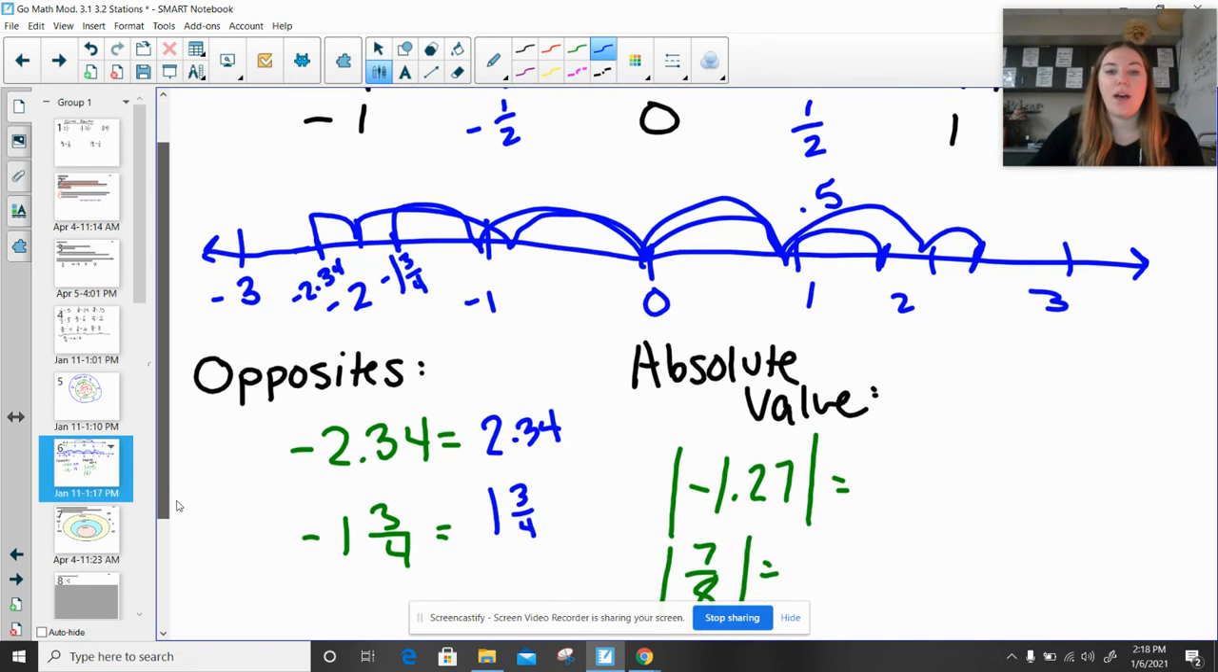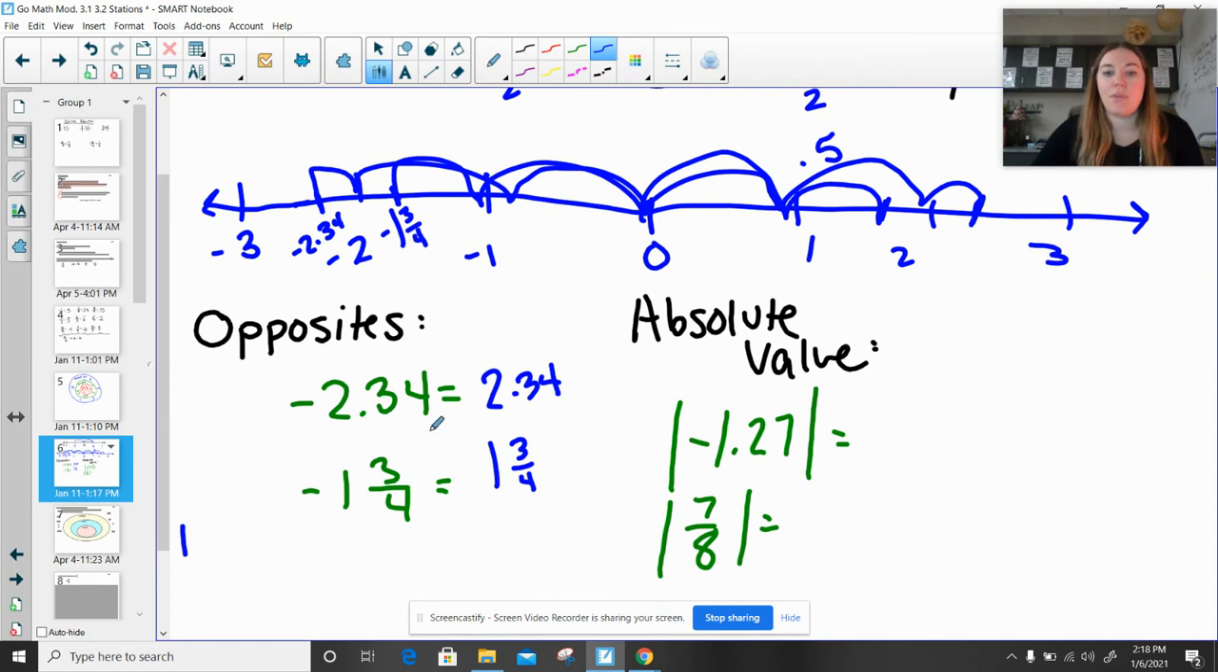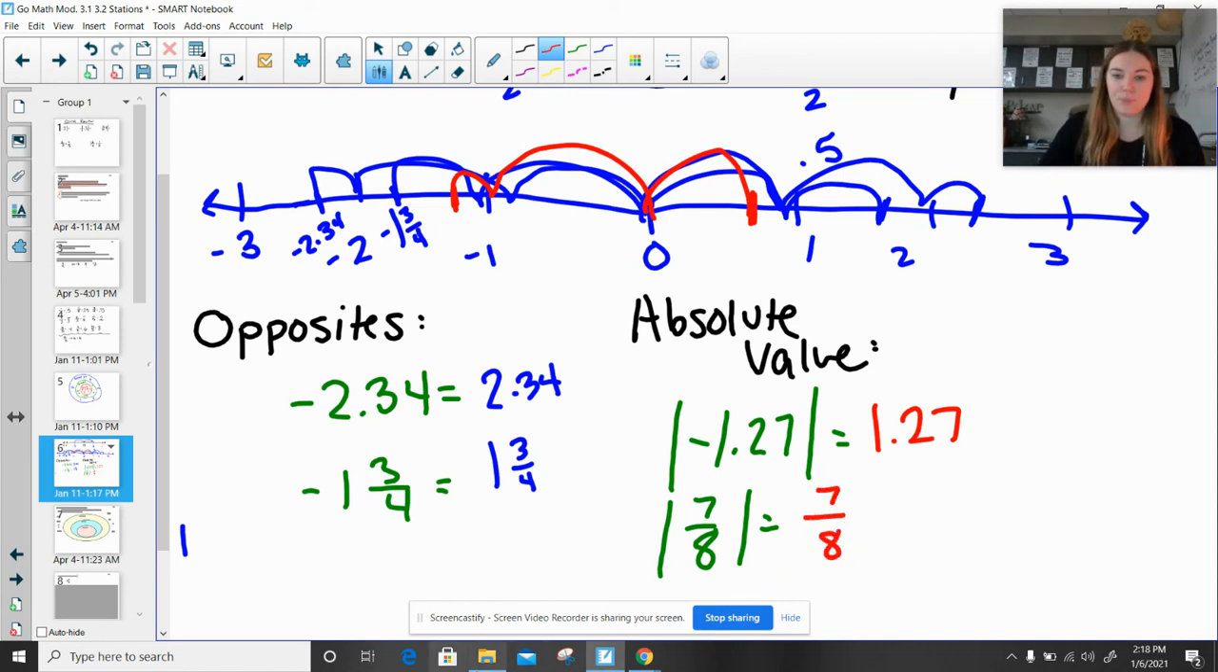Now, absolute value, remember, is distance from 0. So because negative 1.27 would be 1 full hop and then 27/100ths of another hop, our absolute value would be positive 1.27. And then 7/8 would be 7/8 of a hop away. So my absolute value would be 7/8.